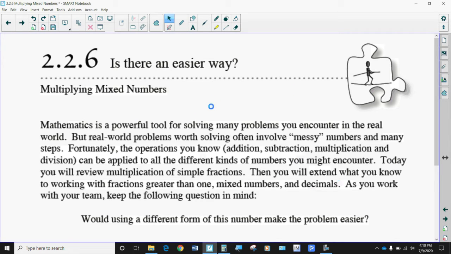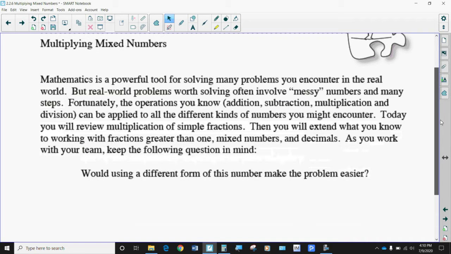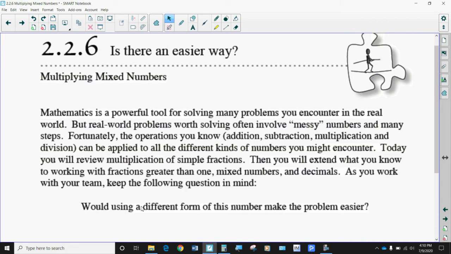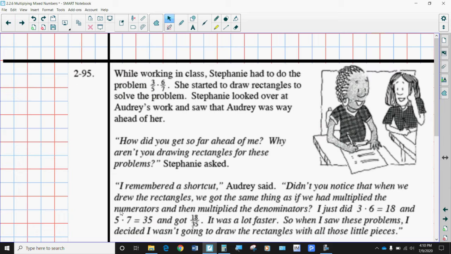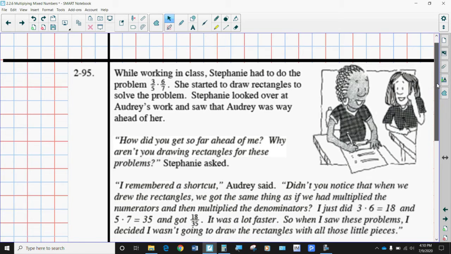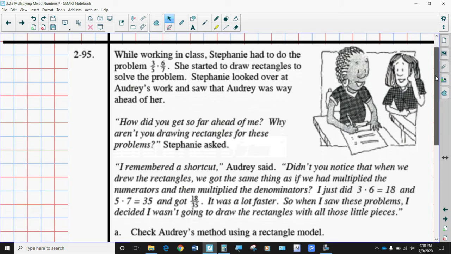As you work with your team, or as you're working at home on this, keep the following question in mind: would using a different form of this number make the problem easier? We'll have to think about that a little bit. All right, here's a great conversation happening between them. This is where working in groups can help everybody learn because you get to hear ideas from other people.